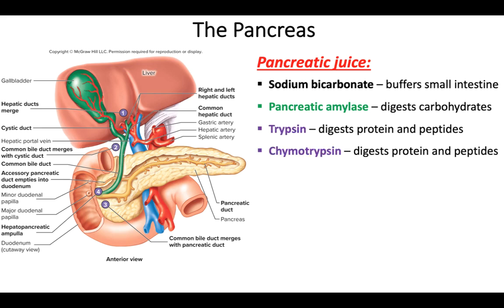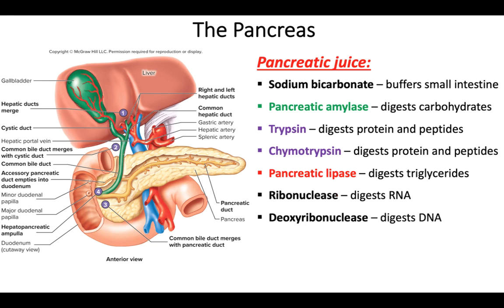We're going to add in a couple enzymes that digest protein, so we often call these proteases, but specifically we have trypsin and chymotrypsin. So those are slightly different enzymes. They digest at slightly different locations on proteins, but they're going to continue that protein digestion. We add in another lipase, pancreatic lipase, which is going to continue our digestion of triglycerides. We even add in enzymes that digest RNA and DNA, ribonuclease and deoxyribonuclease.